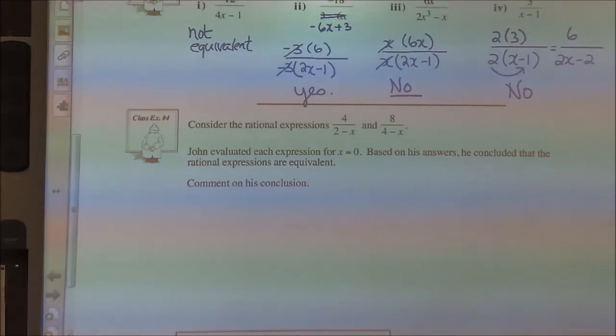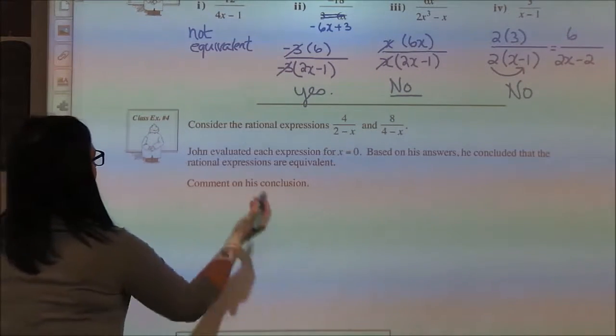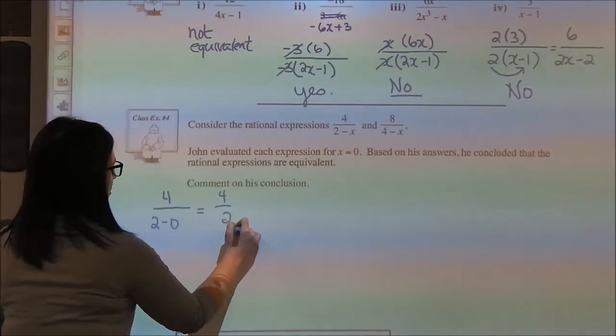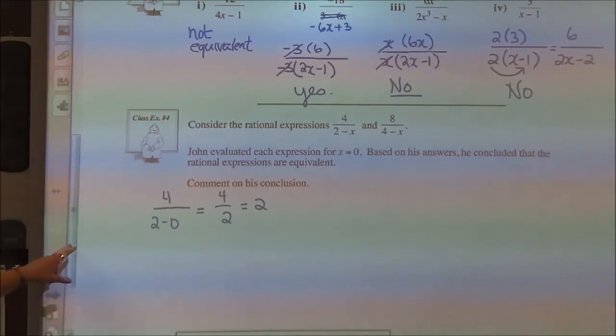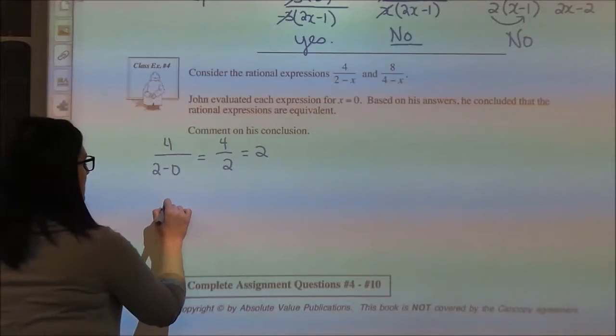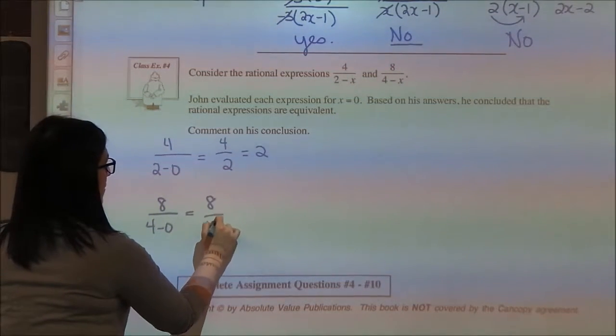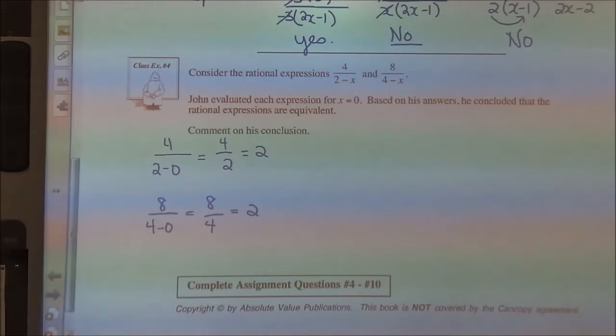In class example number 4, I have two rational expressions, 4 over 2 minus x and 8 over 4 minus x. John substitutes x equals 0 into both equations, and this is what he gets. So 4 over 2 minus 0 gives me 4 over 2, which gives me 2. And then he does the same thing with 8. 8 over 4 minus 0 this time gives me 8 over 4, which also gives me 2. They are equal expressions. Perfect.